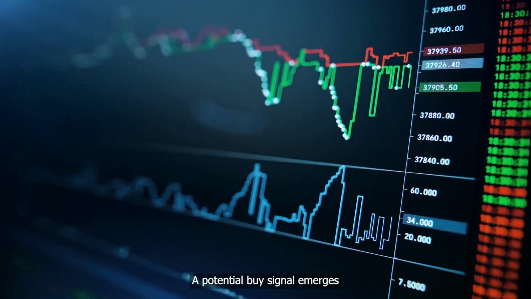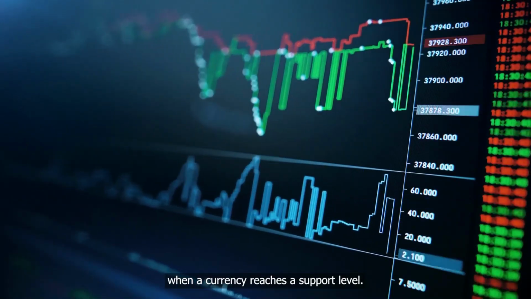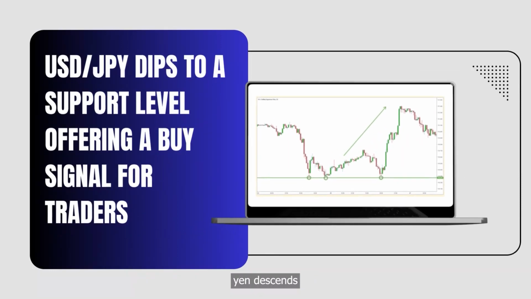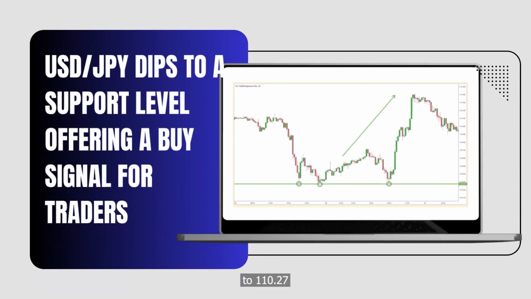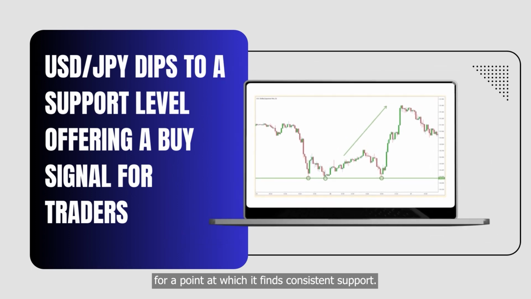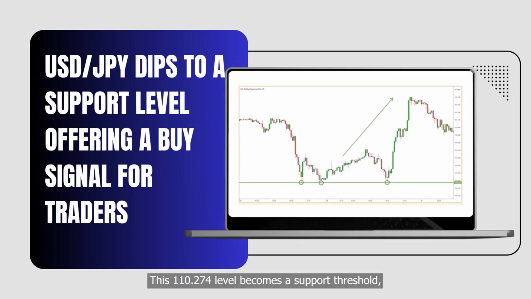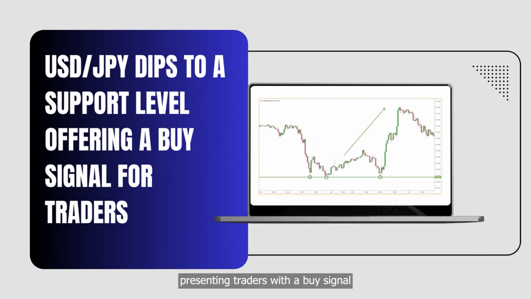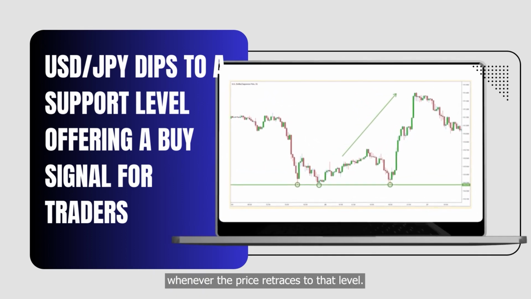A potential buy signal emerges when a currency reaches a support level. In the provided chart, US dollar to Japanese yen descends to 110.274, a point at which it finds consistent support. This 110.274 level becomes a support threshold, presenting traders with a buy signal whenever the price retraces to that level.